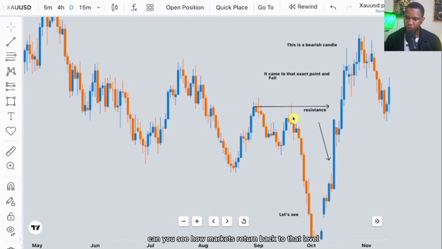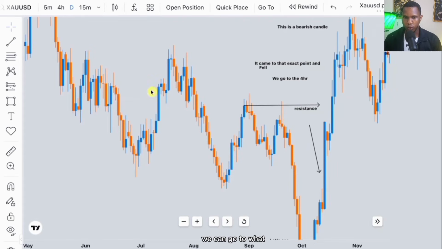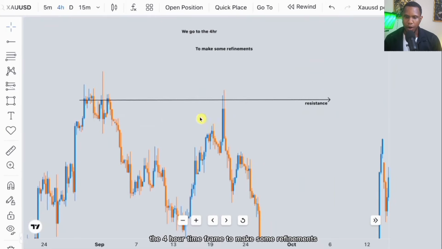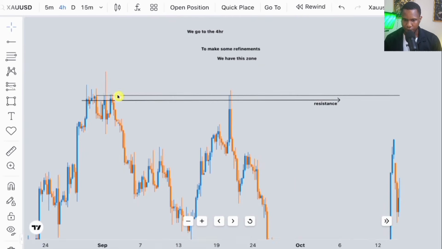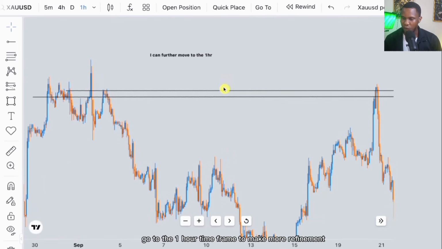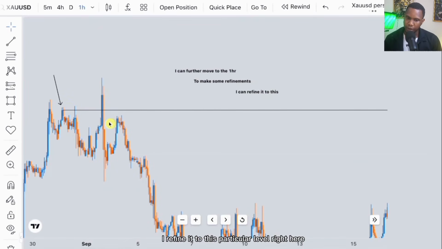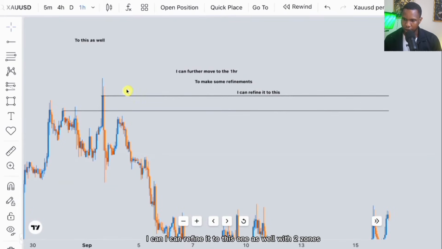Can you see how market returned back to that level and went to the downside? We can go to what? The 4-hour time frame to make some refinements. We want to find the exact point where this went down. Can you see we have this zone right here? I can furthermore go to the 1-hour time frame to make more refinements. I want to get to the exact point. Can you see I refined it to this particular level right here? I can refine it to this one as well.